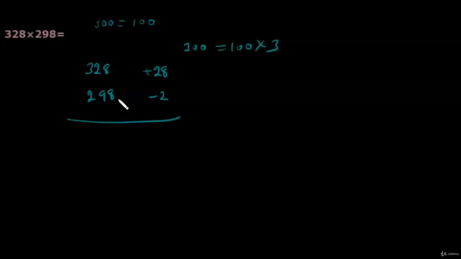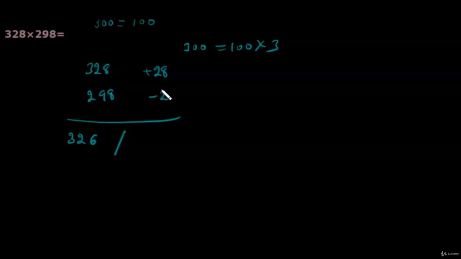Again, these numbers are not near to base 100 but near to base 300. Now 328 and 298. 328 is 28 more than the base 300 and 298 is 2 less than the base 300. And we can write this 300 as 100 times 3. Now for the first part, either we can subtract 2 from 328 or we can add 28 to 298. It's easier to subtract 2 from 328. So this part becomes 326.